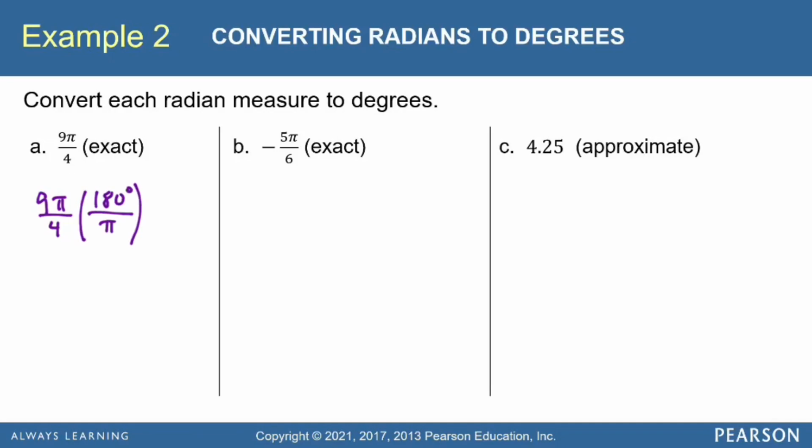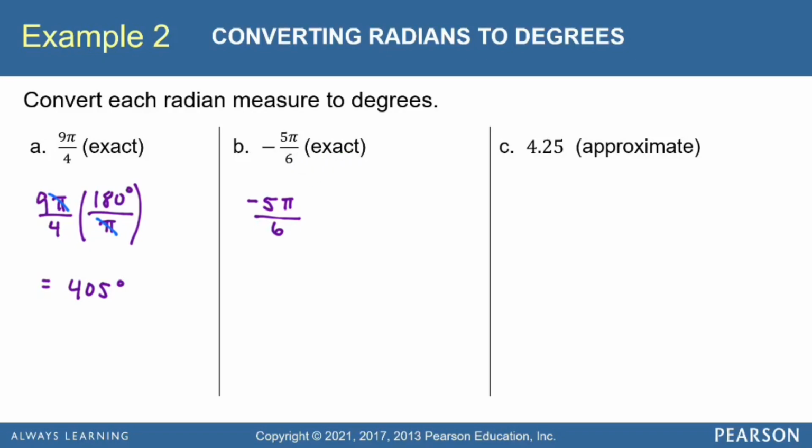And remember, we want to turn it this way because we want our answer to come out in degrees, so we need the degrees part of our conversion factor to be in the top. Now when you write it that way, you can see that the pi symbols are going to cancel each other out. They're going to divide out. And we're left with 9 times 180 divided by 4. And you can just do that on your calculator, and you'll come up with 405 degrees.